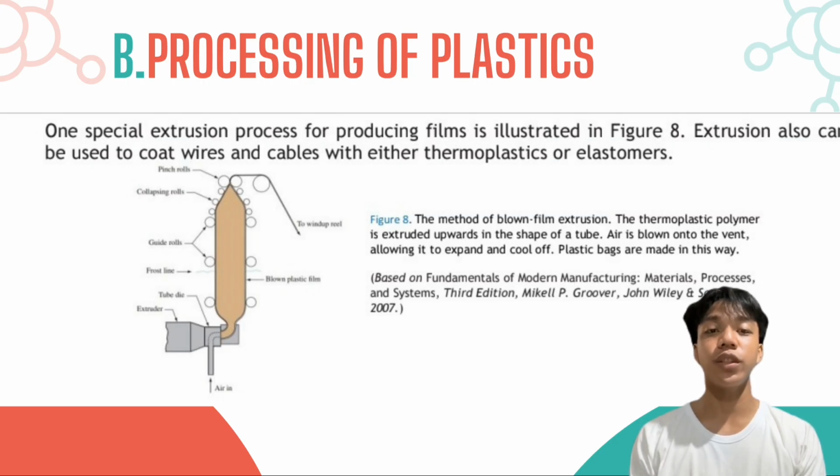So, extrusion is the process of shaping melted plastic by forcing it through a die to create continuous products like pipes, films, and coatings. That's all.